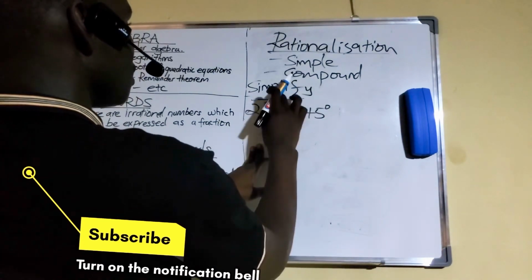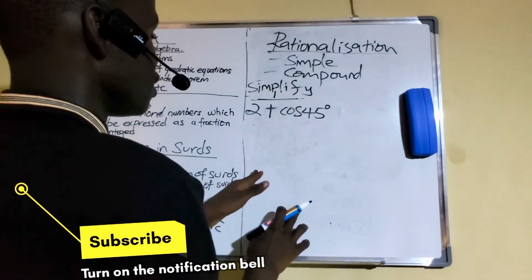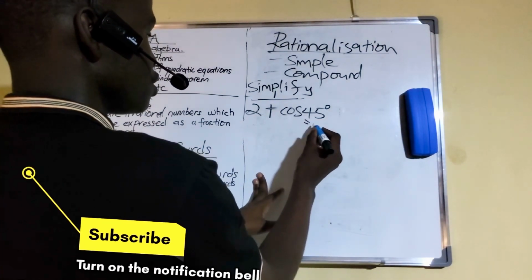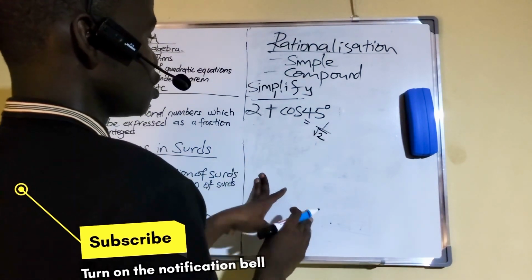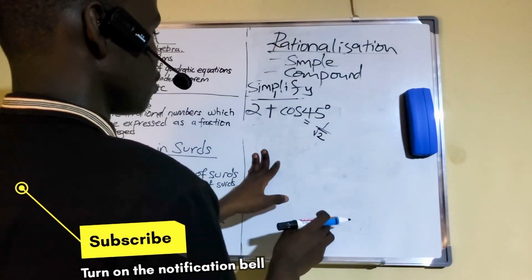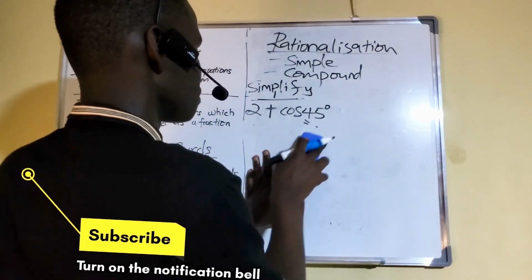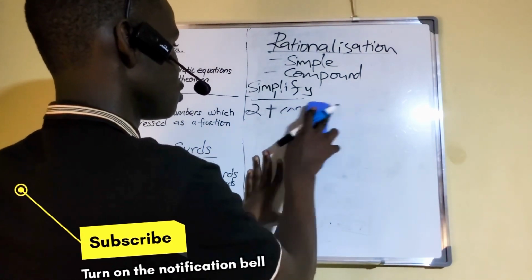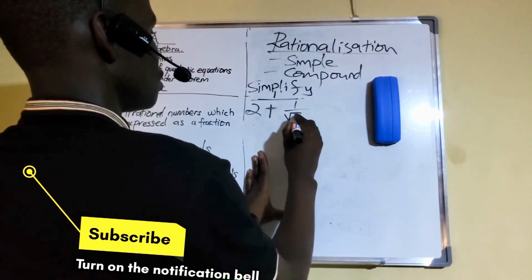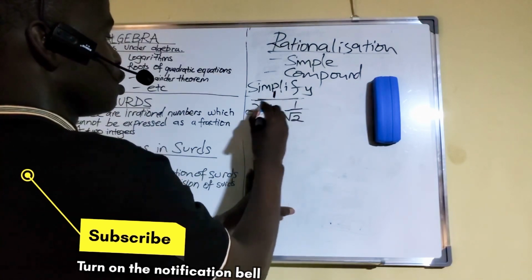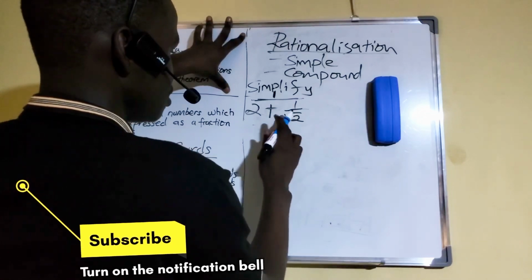To simplify 1 over 2 plus cos 45. Now we all know cos 45 as a ratio is written as 1 over root 2. Okay, now I'm going to introduce my cos 45 and replace it with 1 over root 2. This is now 1 over 2 plus 1 over root 2, which we can further simplify.